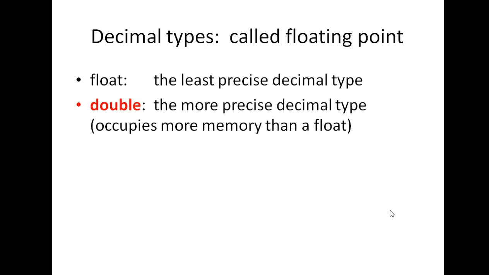Double is the other floating point decimal data type, and it's more precise than the float, and it also occupies more memory than a float. We're going to use doubles for all of our decimals, where we could use floats at times, but we're just going to use a double for all decimals in our programs.